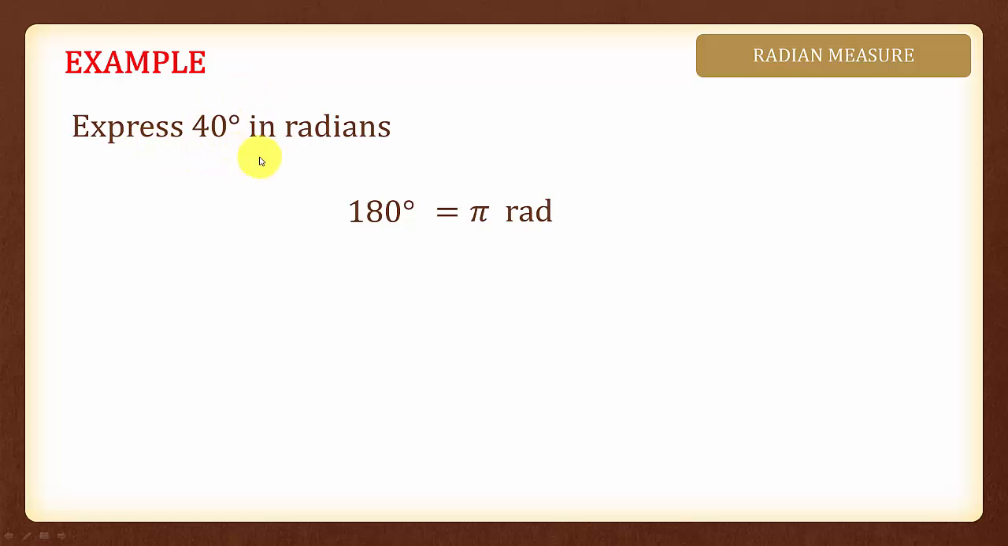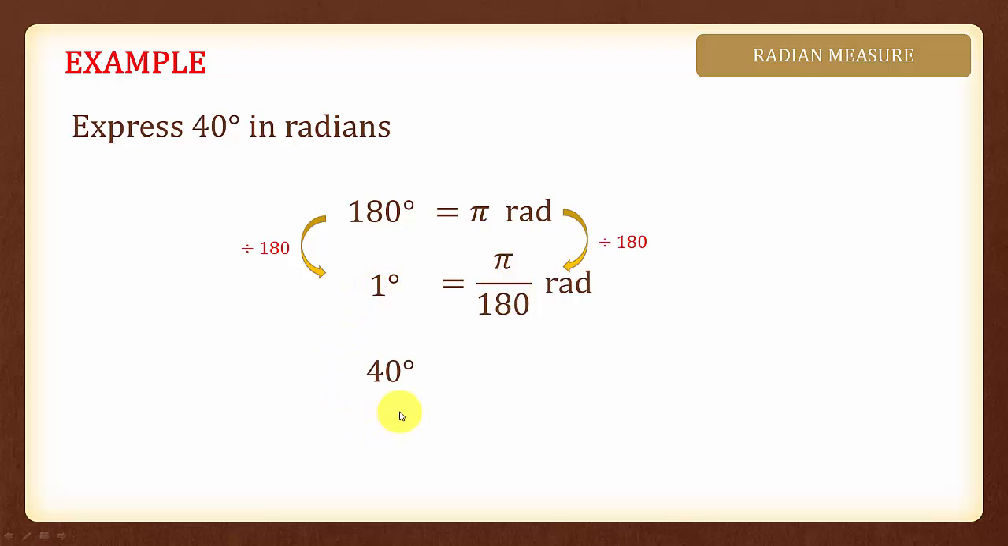Let's express 40 degrees in radian. We will always start off with this conversion rate, 180 degrees equals pi radian, to convert between degrees and radian. To find 40 degrees, we will first need to find 1 degree. To do so, we will divide by 180 degrees. Likewise, on the right hand side, we will also divide by 180 to give us pi over 180.